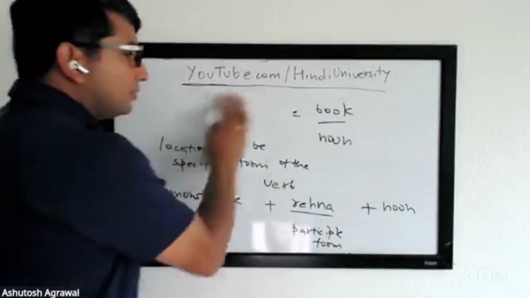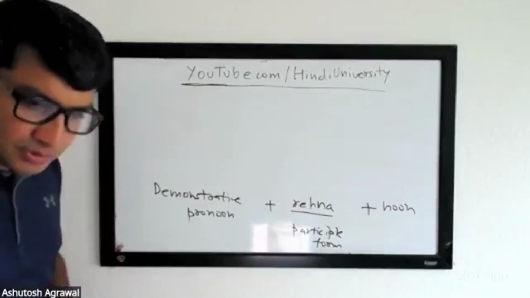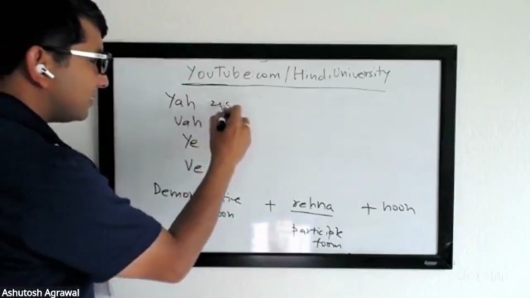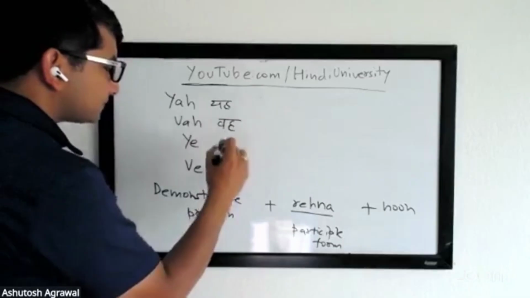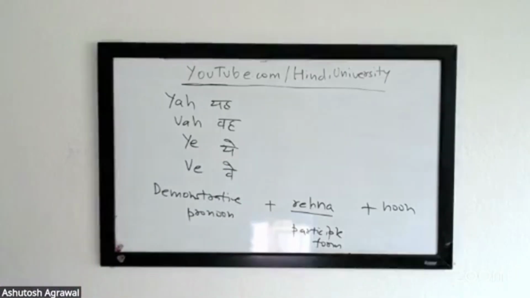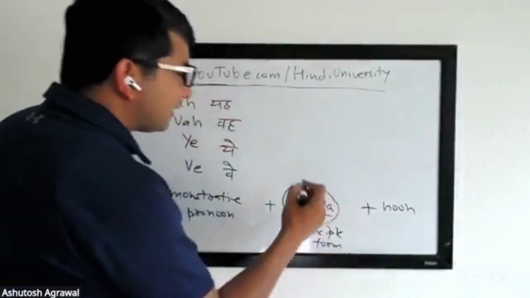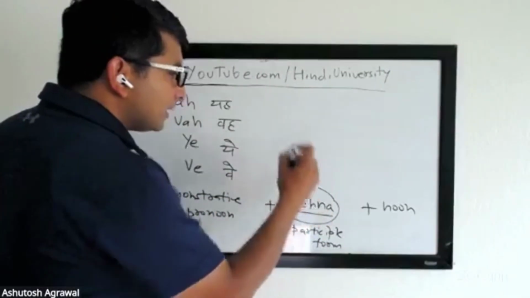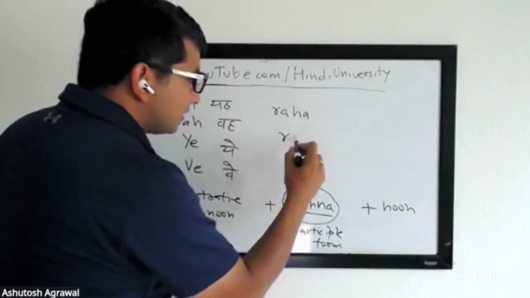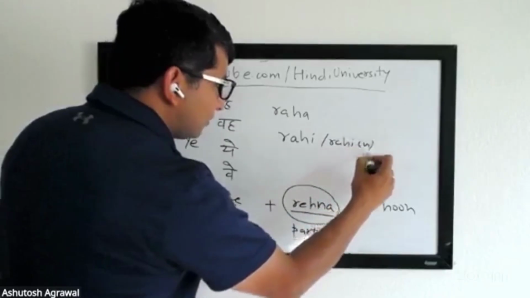Okay, so if I were to go one level deeper, what are demonstrative pronouns in Hindi? Yeah, so these are the demonstrative pronouns: yeh, wah, ye, and then ve. Yeah, you have this, that, these, and those. Now I mentioned about using the special form of rehna. What you do is you will use raha, rahi, or rahin with a nasalized sound, and rahe.